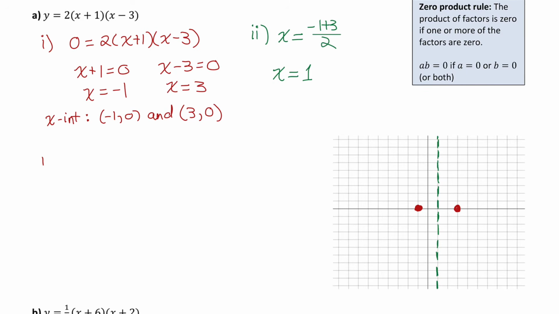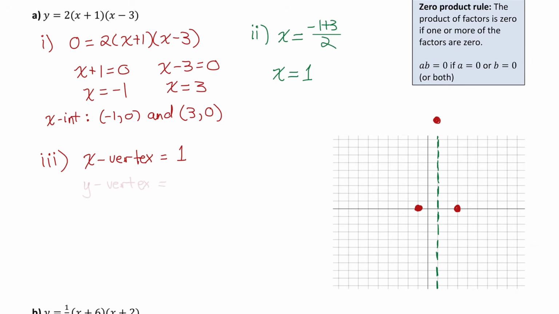And then part 3 wants us to find the vertex of this quadratic relationship. I know that the axis of symmetry goes through the vertex, so the vertex is going to be along this axis of symmetry somewhere. So I know the x-coordinate of the vertex is going to be equal to 1, but what's the y-coordinate of the vertex?